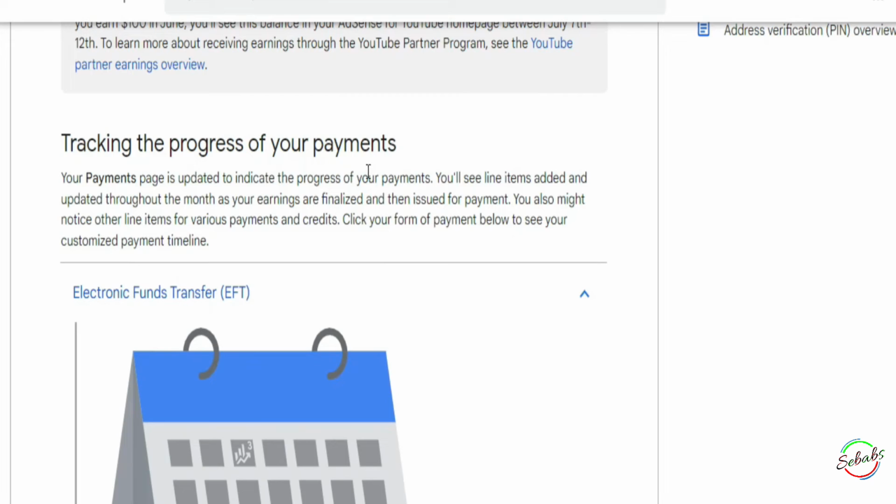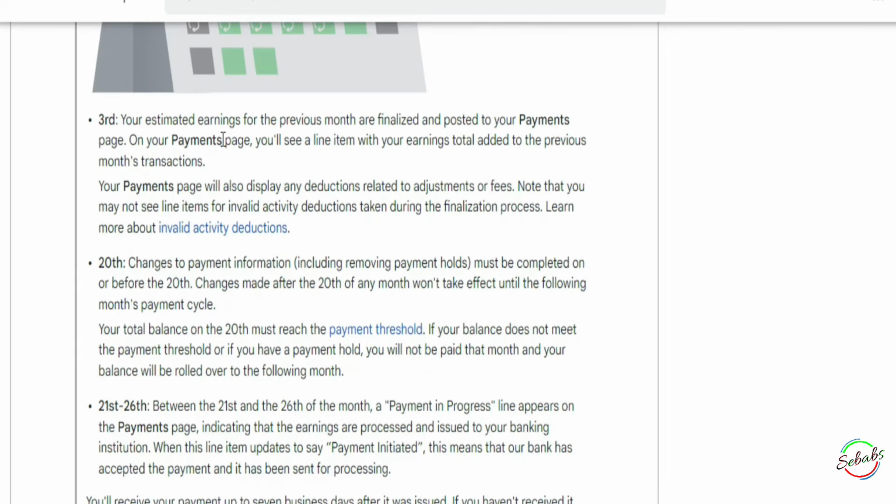Tracking the progress of your payments. Your payment page is updated to indicate the progress of your payment. You'll see line items added and updated throughout the month as your earnings are finalized and then issued for payment. On the 3rd, your estimated earnings of the previous month are finalized and posted to your payment page. On your payment page, you'll see a line item with your earning total added to the previous month's transaction.